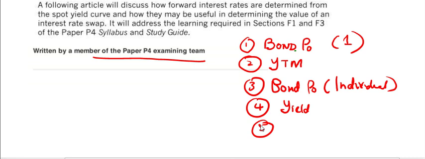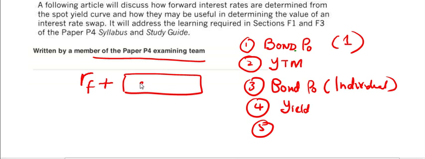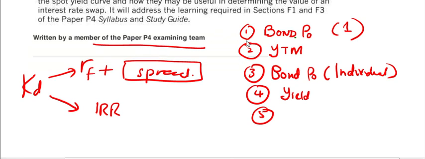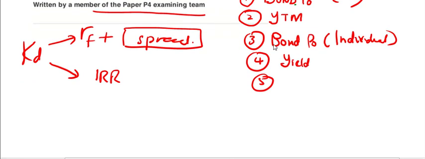The last one is finding the cost for the company. How much is it going to cost the company to borrow out there? So what we do here is the cost of debt calculation. Usually that's what we're going to be given. Usually the examiner likes to give you RF plus some spread. Is that clear? This is a common one. Of course, you can also be asked to find your cost of debt using other methods like the IRR method and all that. Is that okay? So this is how I explain this article that appeared in September 2011.